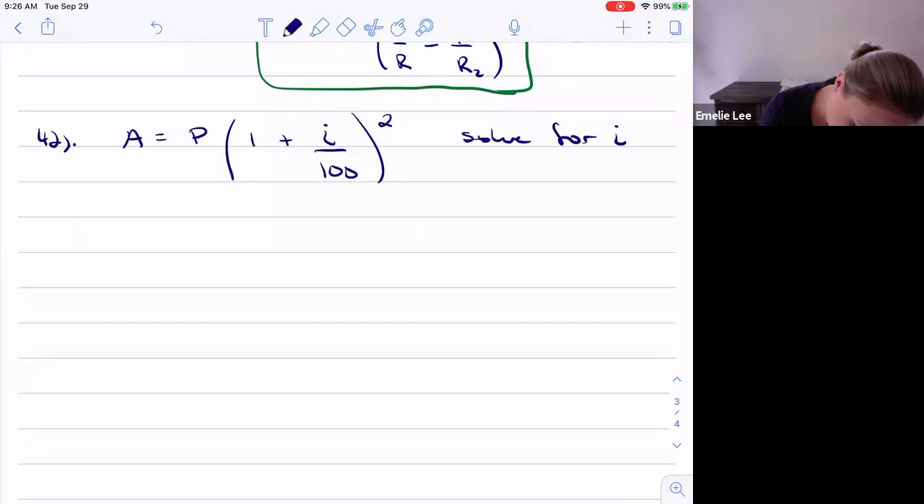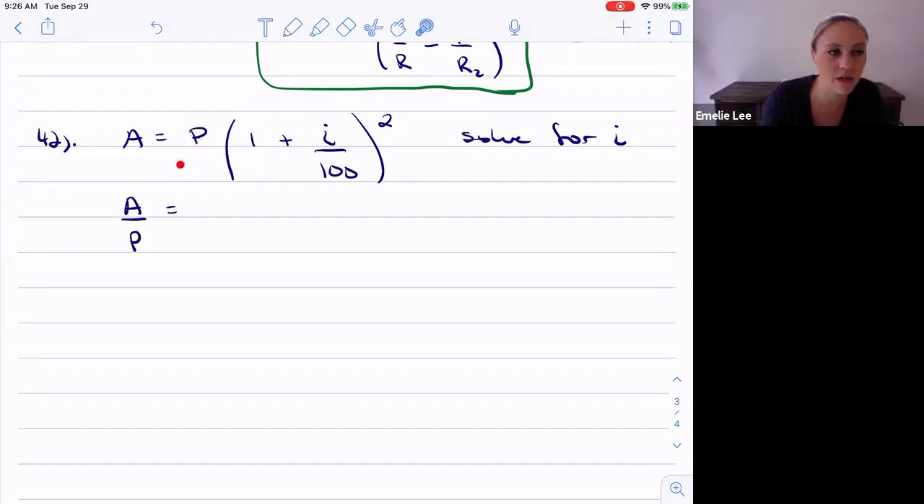So I have A divided by P, right? Because the first thing I'm going to do is divide by P on both sides. So I'm not going to show it on this side. I'm going to pick up the pace a little bit. 1 plus I over 100 squared.